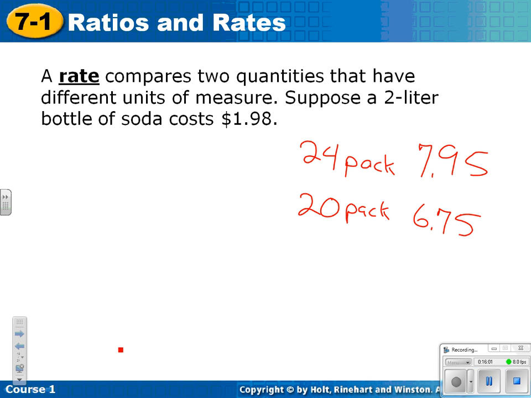So then you guys pull out your handy phones, because I know all of you, when you go grocery shopping, are going to have your phone with you. You pull out your phone, you hit the calculator button, and you go unit rate. You go $7.95 divided by 24. Anybody got a calculator with them?